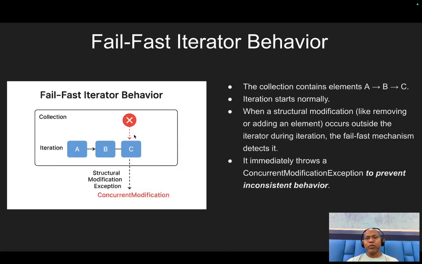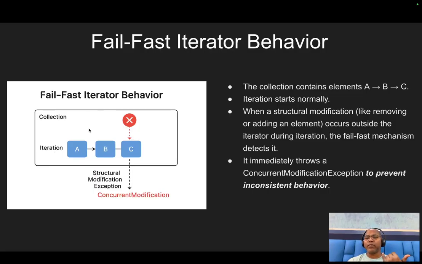Okay, so let's talk about the behavior, how fail-fast works. Whenever you have a collection and an iteration over elements one, two, three, and something modifies it, somehow the iterator internally knows the collection count as well as the iteration count.